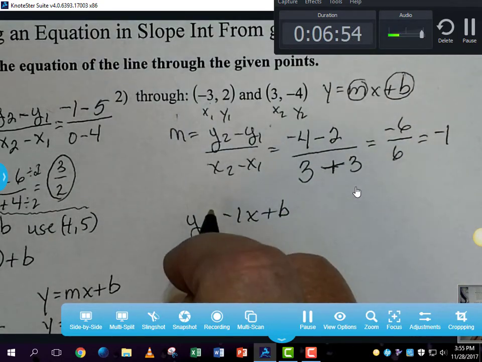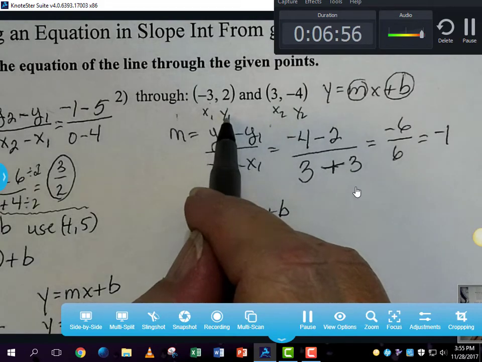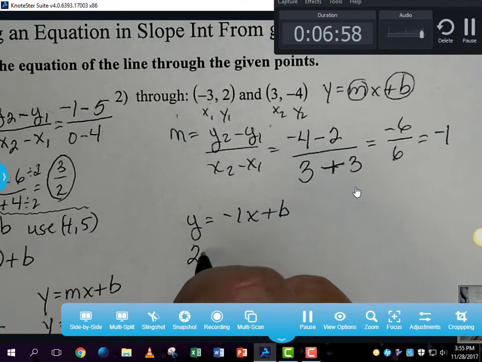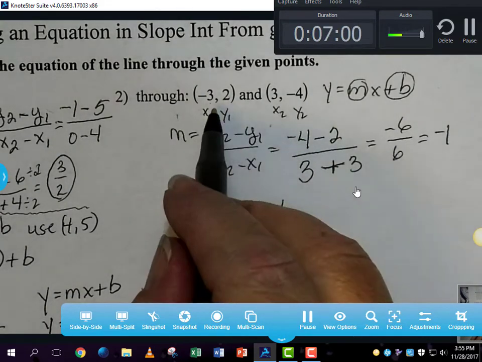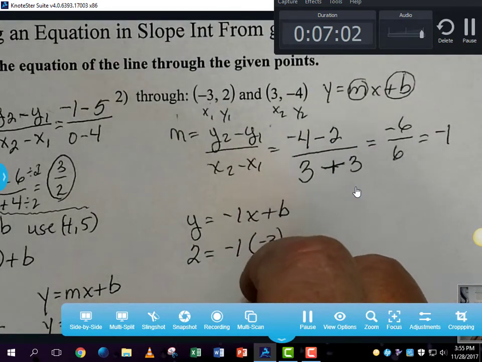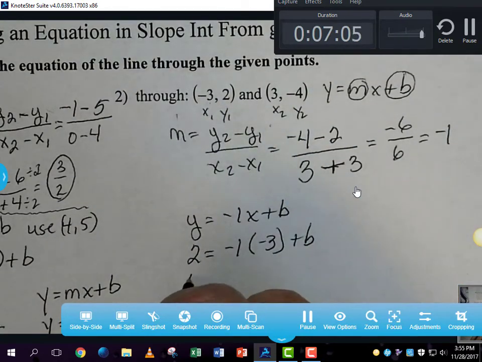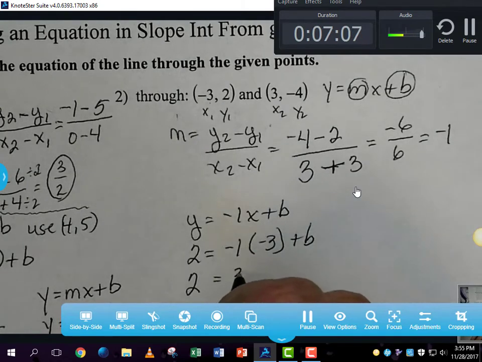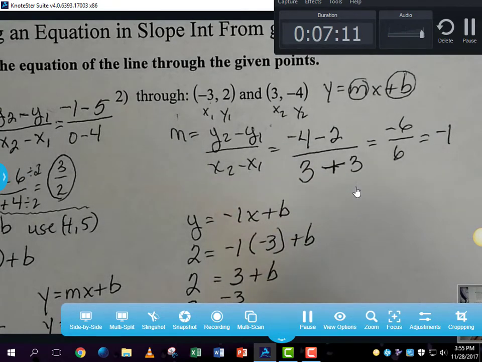So I have y sub 1 is 2 equals negative 1 times x sub 1, which is negative 3, plus b. 2 equals, that's a positive 3 plus b. Subtract 3 from both sides. I get b equals negative 1.